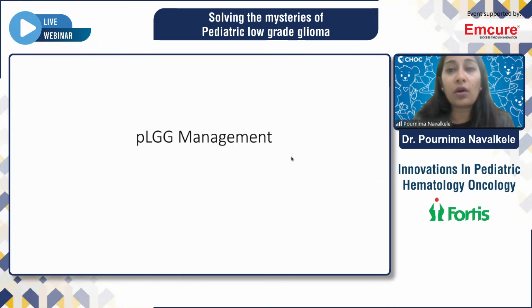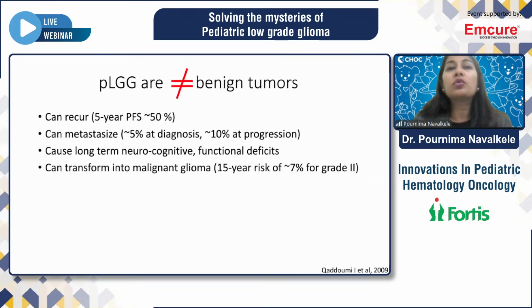So let's move on to the PLGG management. The PLGGs, or pediatric low-grade gliomas, are not benign tumors because they can recur. The 5-year progression-free survival is around 50%. They can metastasize, around 5% at diagnosis, around 10% at progression. They can cause long-term neurocognitive and functional deficits, and they can transform into malignant gliomas. The 15-year risk is around 7% for grade 2.